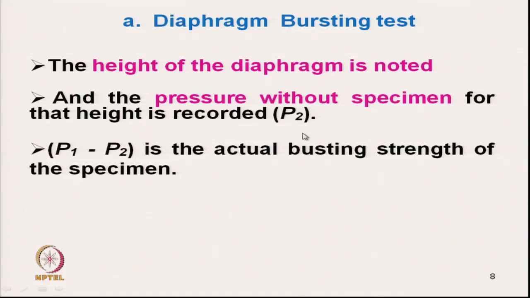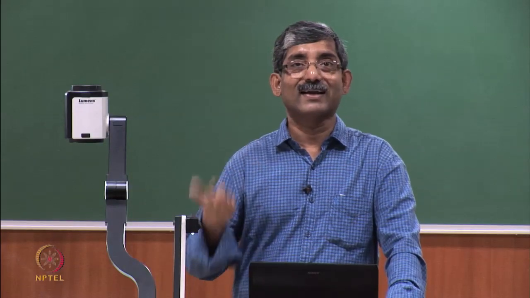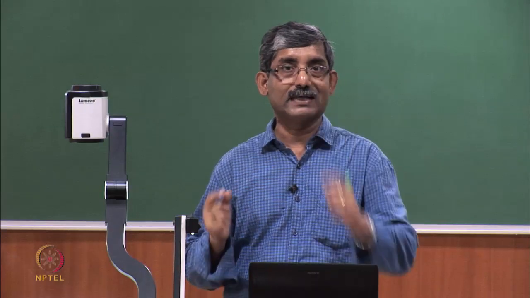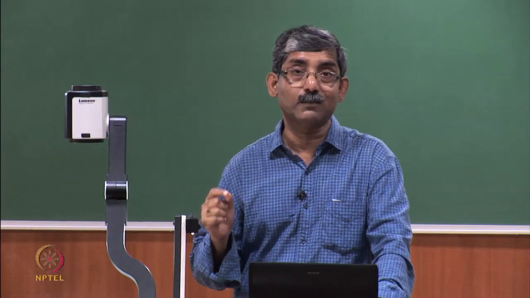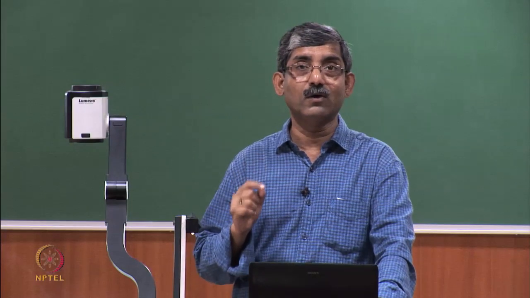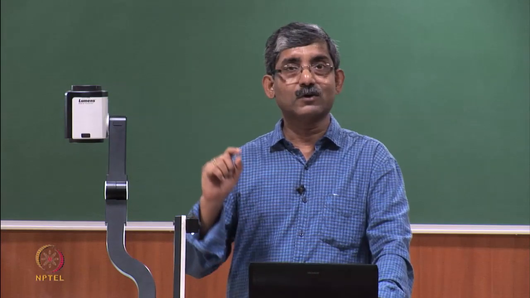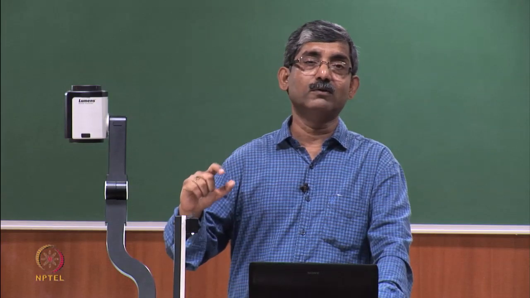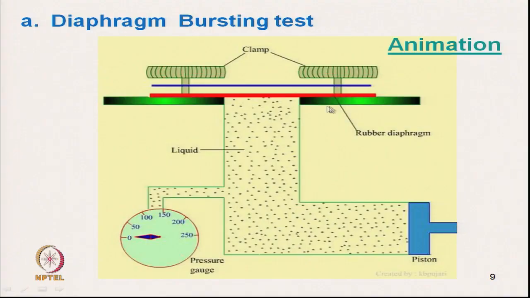Here we have to carry out one blank test without fabric. The blank test is normally done after the bursting of the fabric, because we do not know the extensibility of the fabric. So, we note down the height, and accordingly we carry out the blank test. This is the bursting strength tester. Here the liquid is kept, and pressure is applied using the piston here, and the pressure of the liquid is measured here by the pressure gauge.